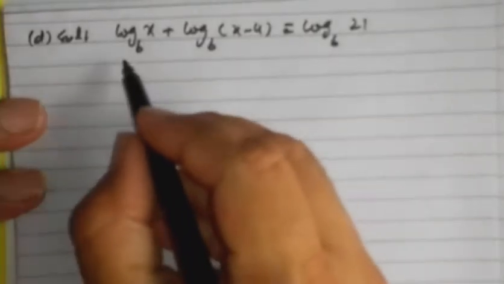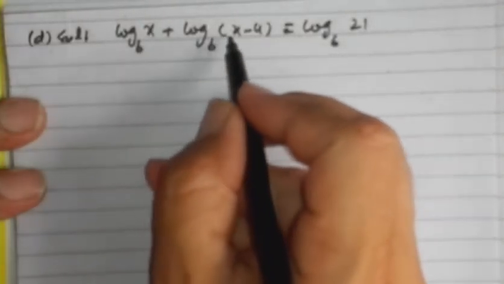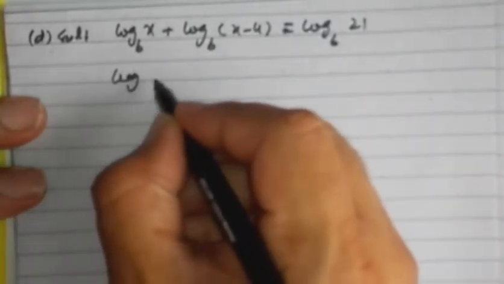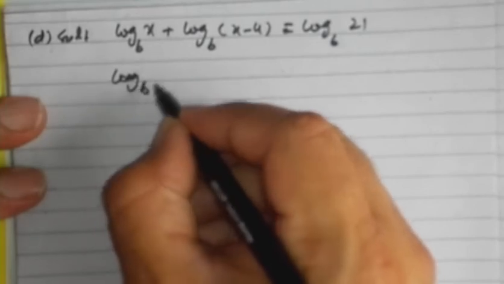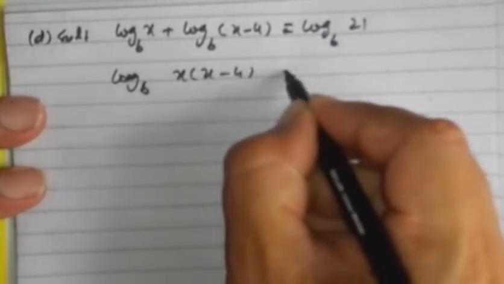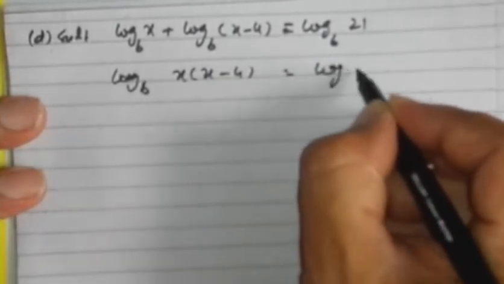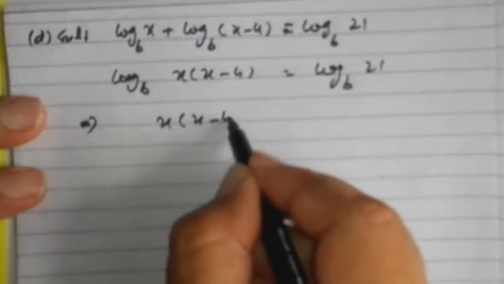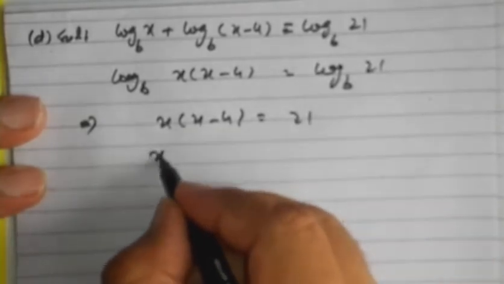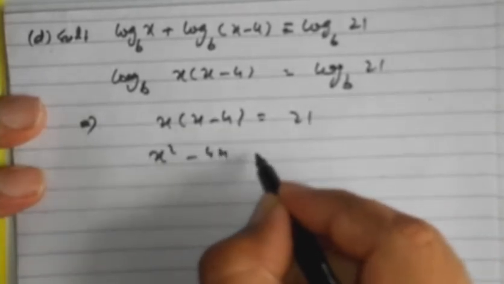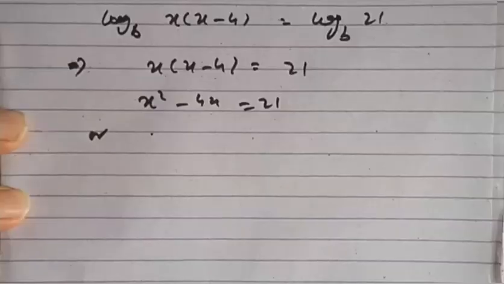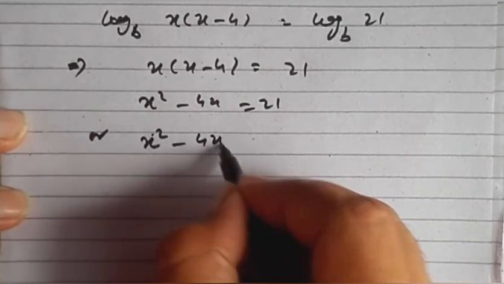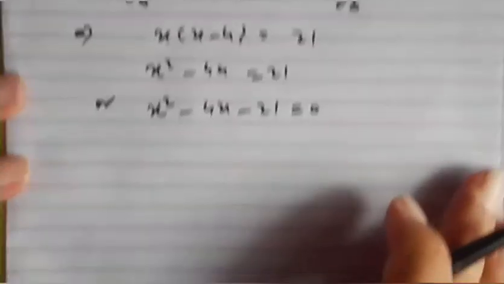Part D, log to the base b of x plus log to the base b of x minus 4 equal to log to the base b of 21. So we can write it as log to the base b of x into x minus 4 equals to log to the base b of 21, implies that x into x minus 4 equals to 21. So here we get x square minus 4x equals to 21. Or we can write x square minus 4x minus 21 equals to 0.